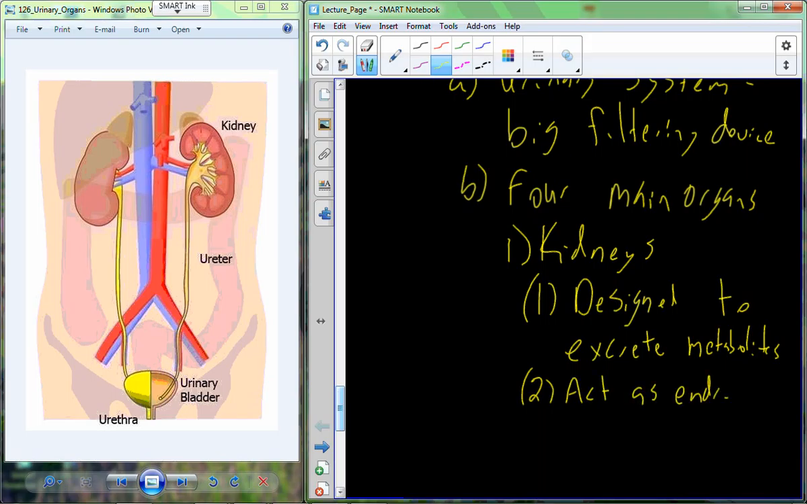As a second function, the kidney also has tissue and cells that produce hormones. And so the kidneys also act as endocrine glands.